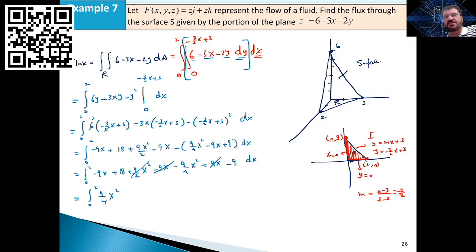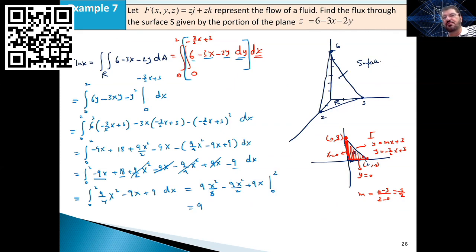So I'm done with these two guys. Minus 9x, is there any x here left? Nothing. Minus 9x. 18 minus 9 is plus 9 dx. Now let's integrate. What's the integration of this one? So this is 9x squared over, it's x squared over 2, and there's 4, so over 8. Minus 9x squared over 2 plus 9x, and this is from 0 to 2.